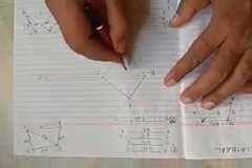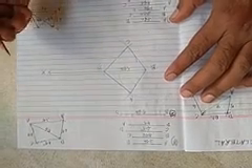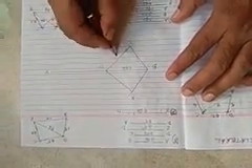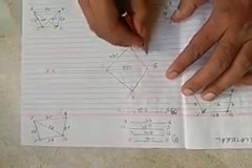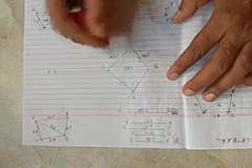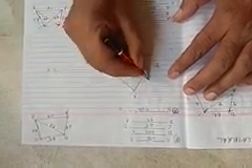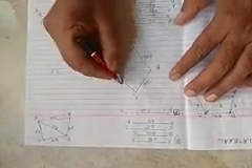So this is the required quadrilateral ABCD, where BD equal to 5.6 centimeter, DC equal to 4.5 centimeter, BC equal to 3.8 centimeter, AB equal to 3.5 centimeter, and AD equal to 4.5 centimeter.